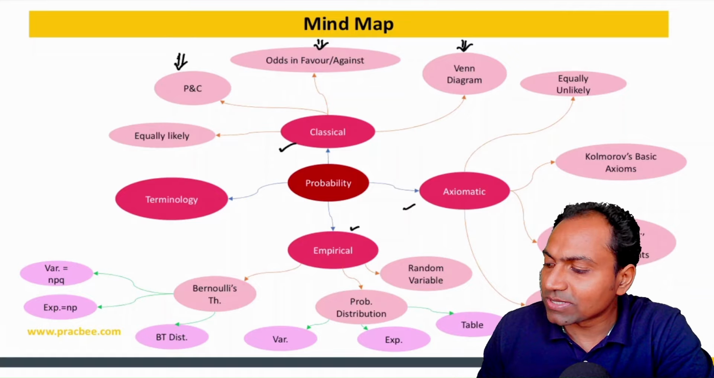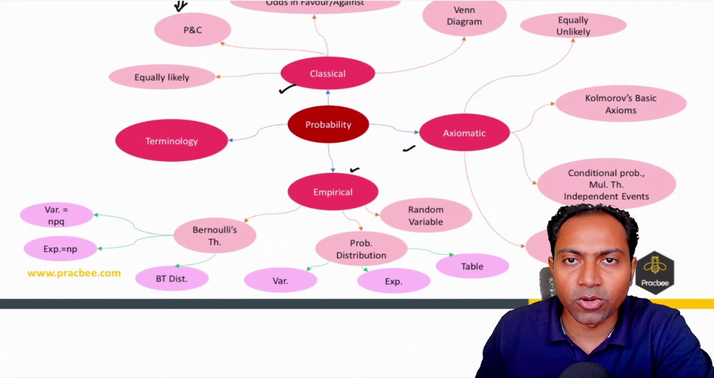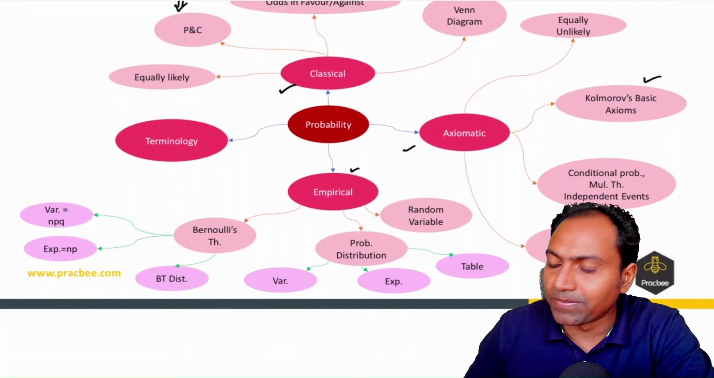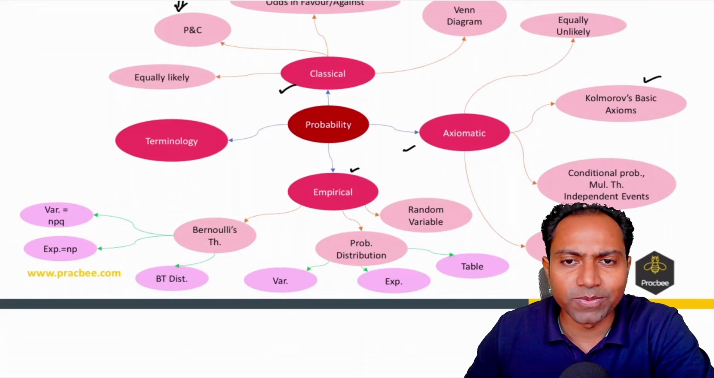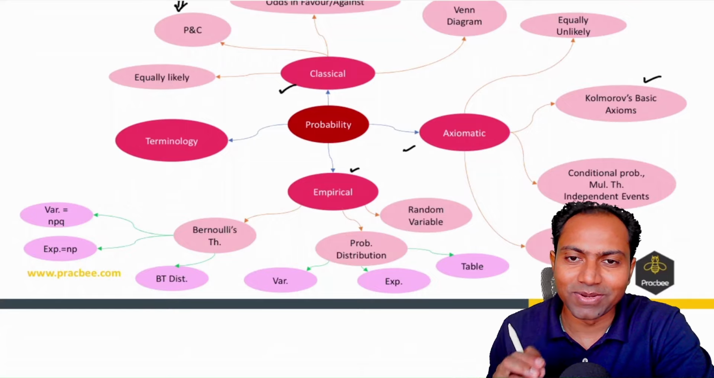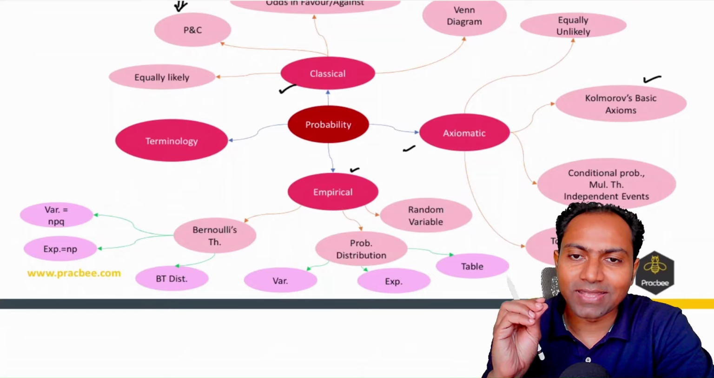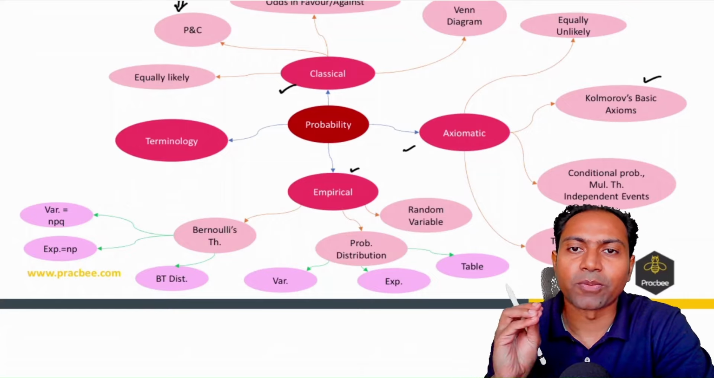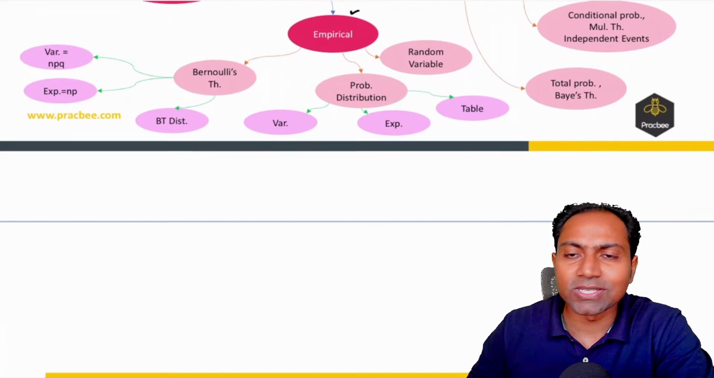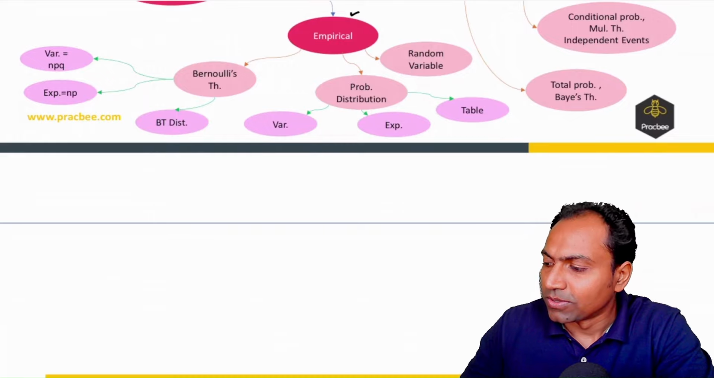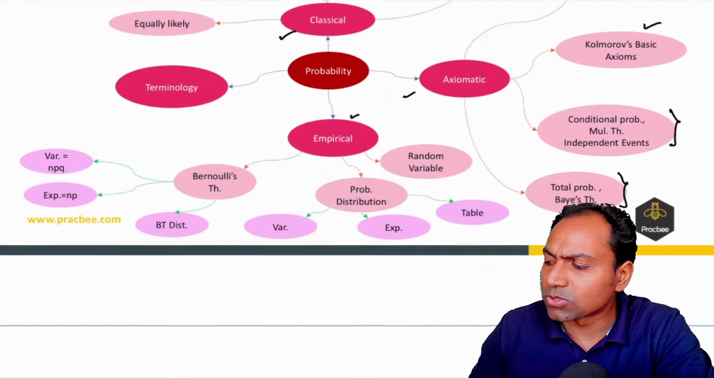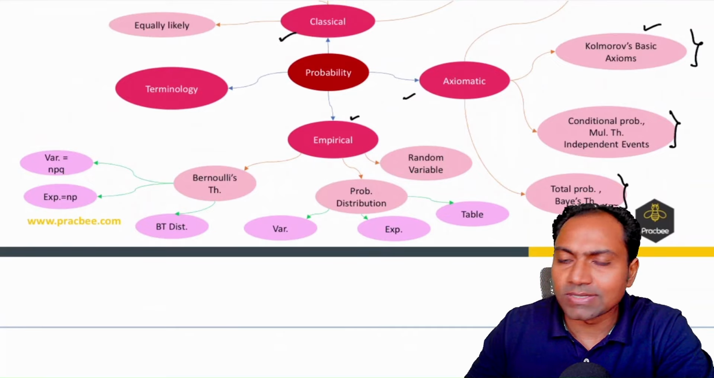Then if you look into the second part of this chapter, that is axiomatic probability, there is the concept of Kolmogorov's basic axioms. So there are 3 or 4 basic axioms of Kolmogorov, and that's the way that we do probability. So these are very important. And then there are areas like conditional probability, multiplication theorem, independent events. And then we move towards the idea of total probability and Bayes theorem. And these 5 ideas that we have done here, plus this one idea of Kolmogorov, this sums up the idea of axiomatic probability.